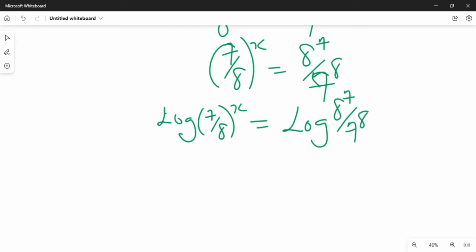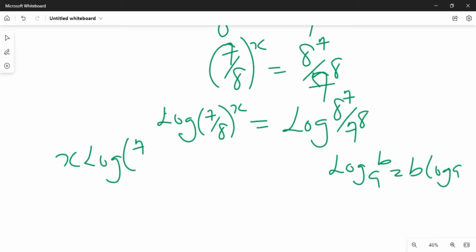Now, if we simplify this further, remember a law of logarithm that says if we have a log of a base b, this can be equal to b log of a. You have a log of b base a, it can be equal to b log a. So if we simplify that, we are going to have x log of 7 over 8 equal to log of 8 raised to power 7 over 7 raised to power 8.